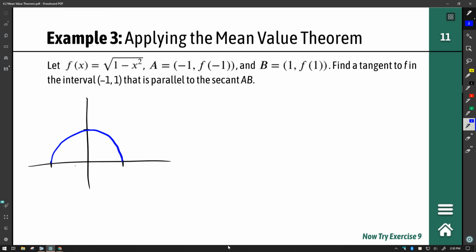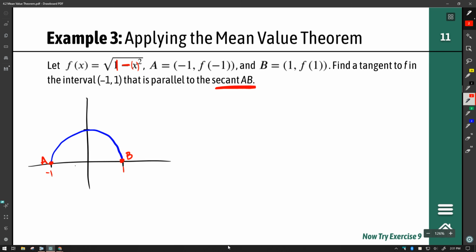So here's a point, -1 comma f of -1. So here's -1. If we plug -1 into this function, we get 1 minus -1 squared. So that's 1 minus 1, that's 0, root 0. Yeah, that's where I thought it was going to be. That's A. Next up is B, 1 comma f of 1. That's going to be over here. You can verify that. 1 minus 1 squared, so 1 minus 1 is 0. There's B. Find a tangent to f in the interval -1 to 1 that's parallel to the secant AB.